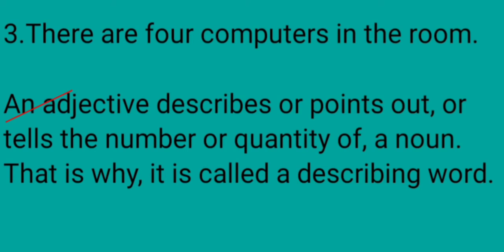Here we should know more about an adjective. An adjective describes or points out or tells us the number or quantity of a noun. That's why it is called a describing word. An adjective describes or points out the word, and also tells about the number and quantity.